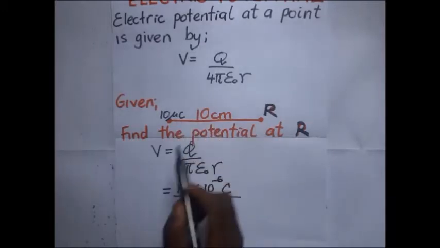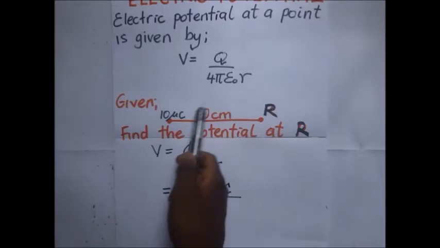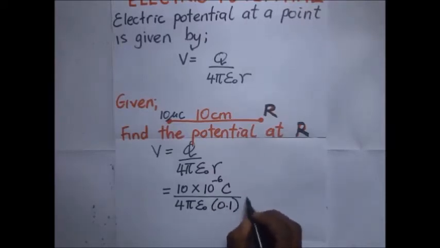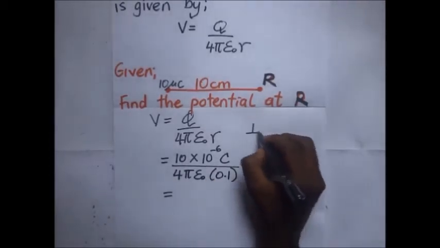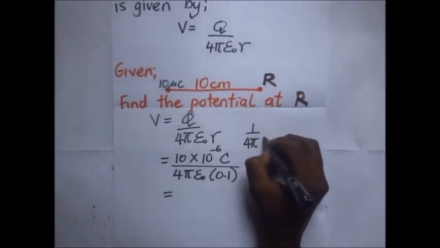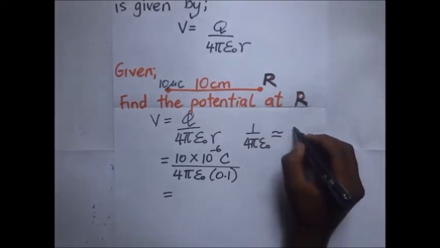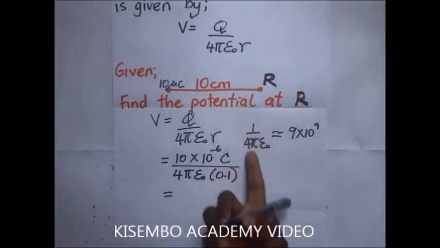times the separation. The separation is 10 centimeters, but this separation has to be in meters. So we convert that to meters, and that is going to give us 0.1 meters. So this is going to become, now remember that 1 over 4 pi epsilon naught, from experimental observation, is equal to 9 times 10 to the power 9, because this is a constant.